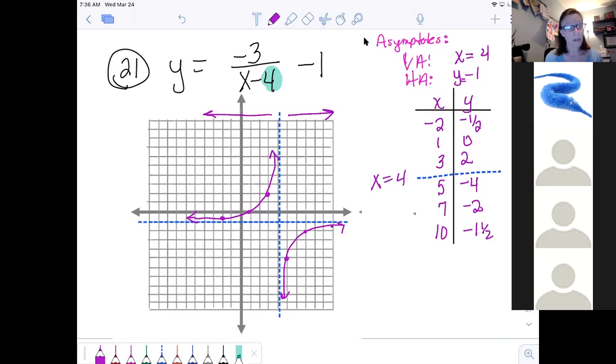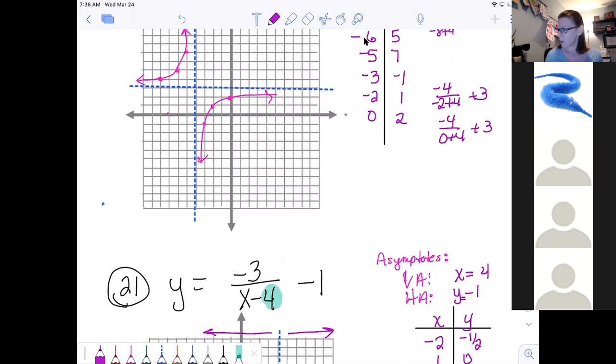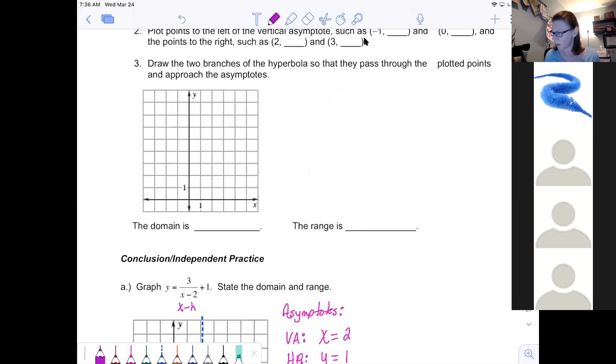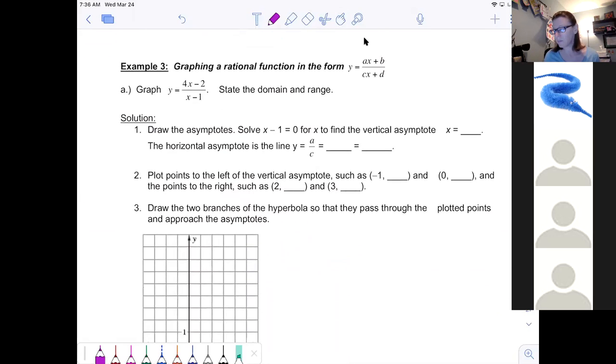So we are going to do 2 more graphs, and hopefully after we do those 2 graphs, you'll feel a little more comfortable. In your notes, we are going to go to page 9. And we are at the top of page 9.